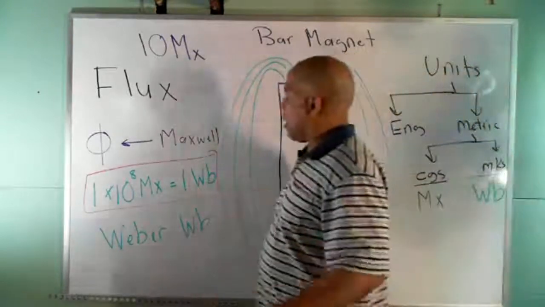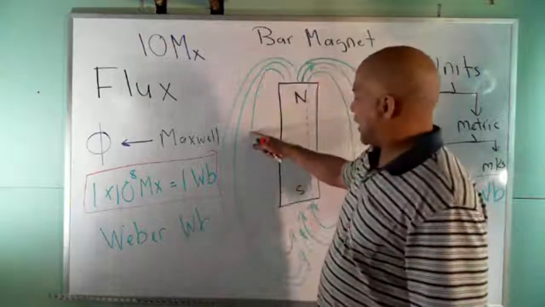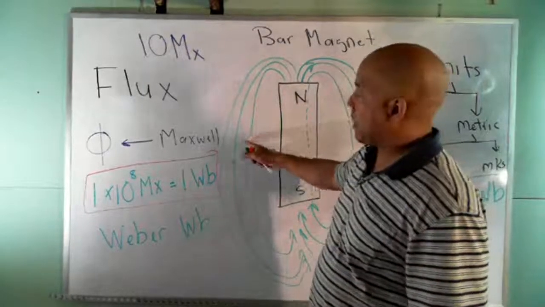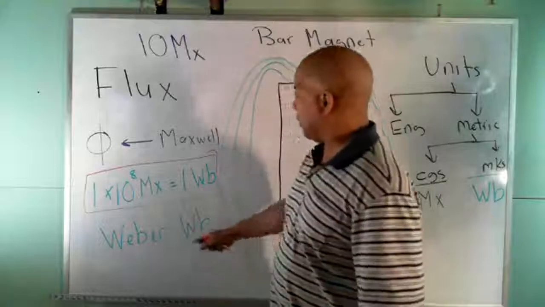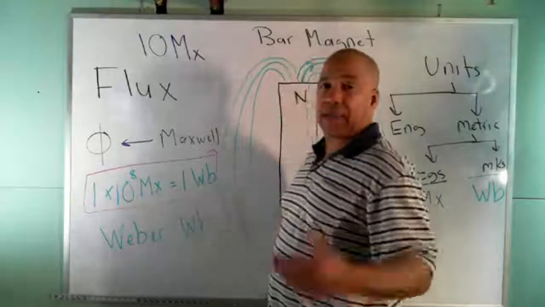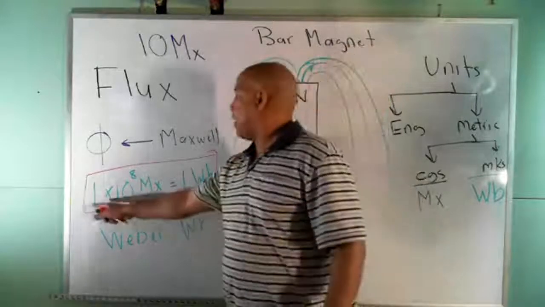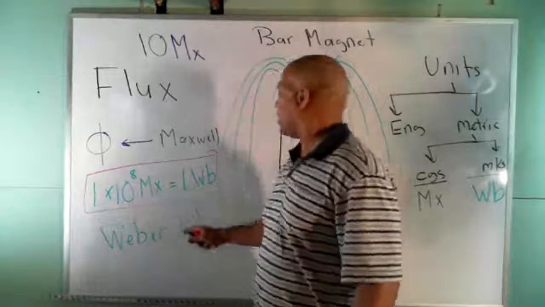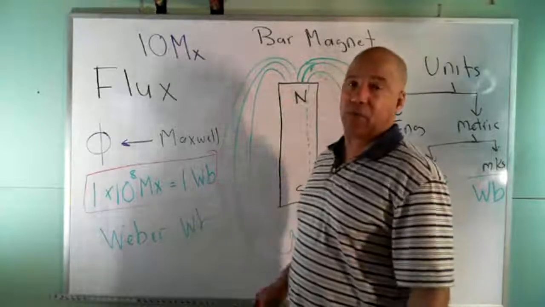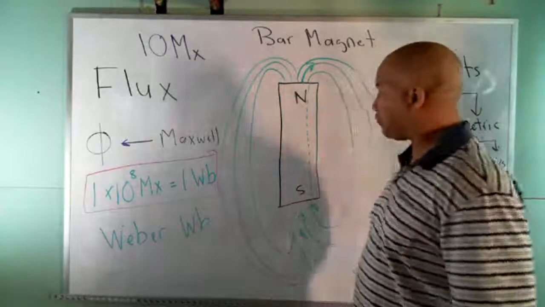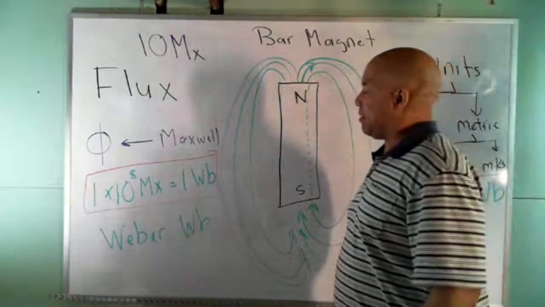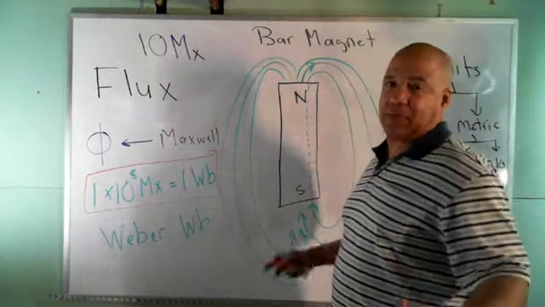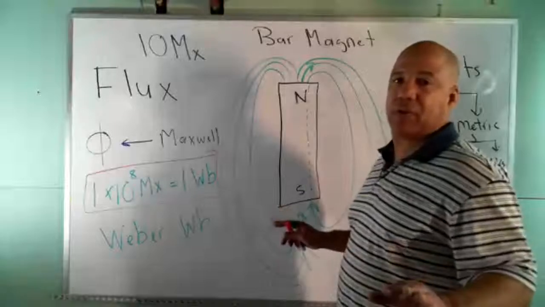So far, I got these lines of flux represented by this symbol, and the unit will be either the Maxwell or the Weber. And I gave you a conversion. If I got 1 times 10 to the 8th Maxwells, that's equal to 1 Weber. That's where we are so far. Well, it turns out that the Maxwell and the Weber by themselves, that's not what's important.